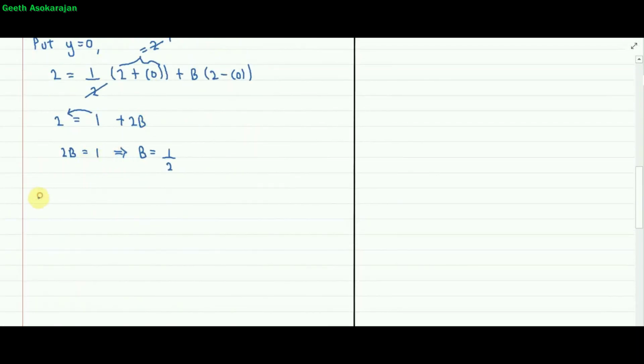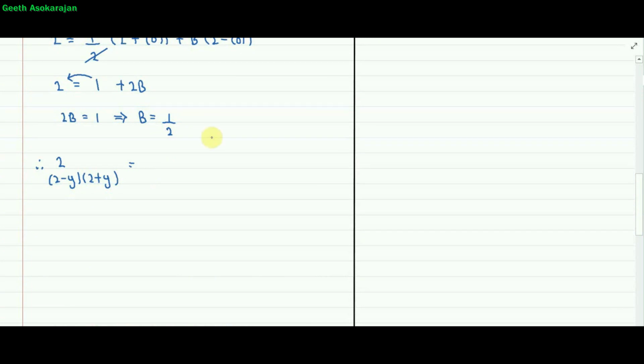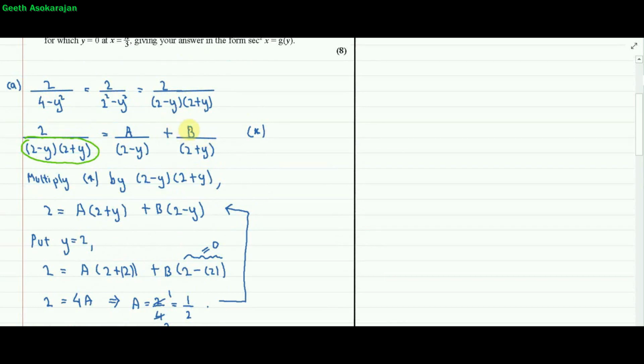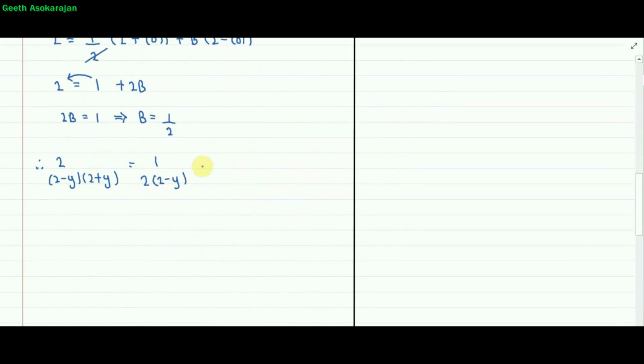So let's conclude. 2 over (2 minus y)(2 plus y) is equal to, so a is half, 1 over 2 into (2 minus y), and b is half, so upon replacement we'll have plus 1 over 2 into (2 plus y).